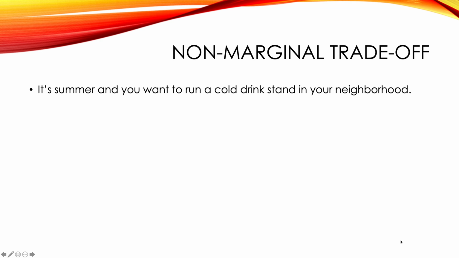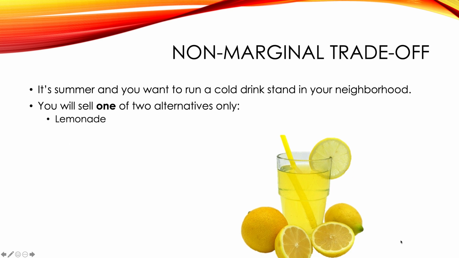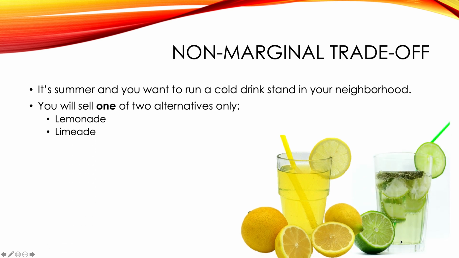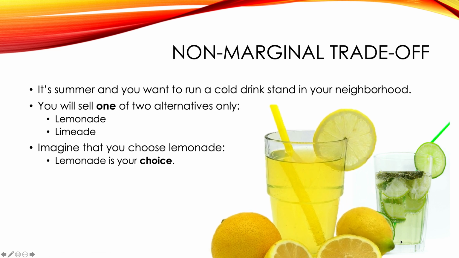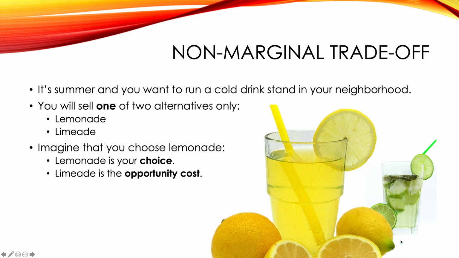And you're trying to decide what to sell. You're going to sell only one of two alternatives. And those alternatives are lemonade and limeade, which is a real thing. Not super common compared to lemonade, but it is, in fact, a drink. So let's say, with this trade-off situation, one or the other, two alternatives, costs and benefits and advantages and disadvantages, blah, blah, blah, that you decide to choose lemonade. So using the terminology we've already established, lemonade would be your choice, and limeade would become the opportunity cost of that trade-off.